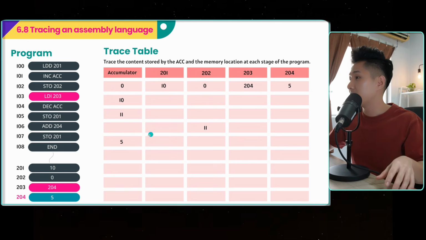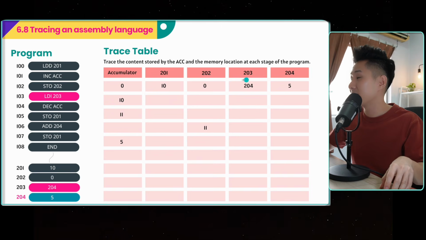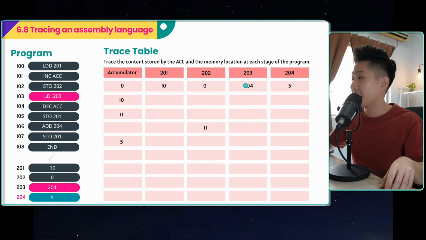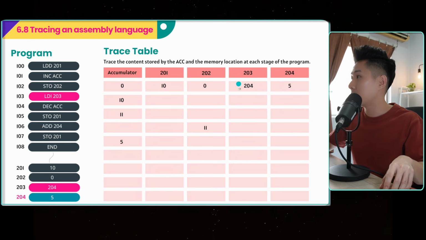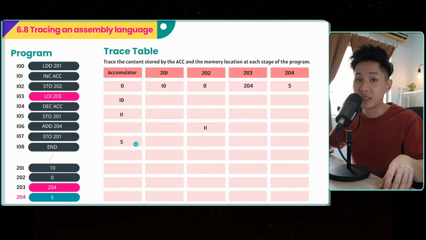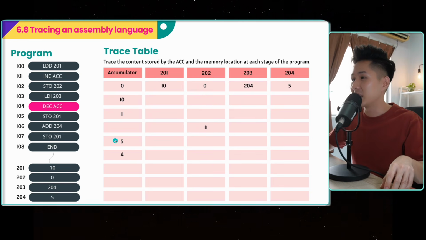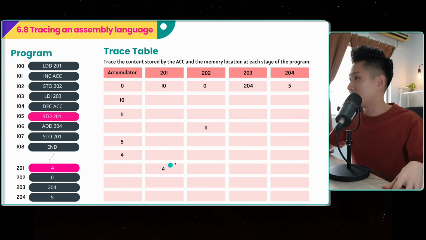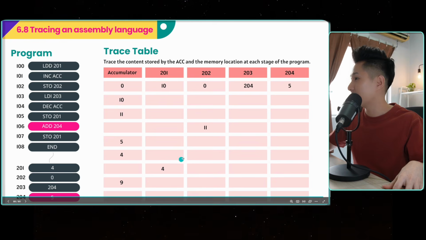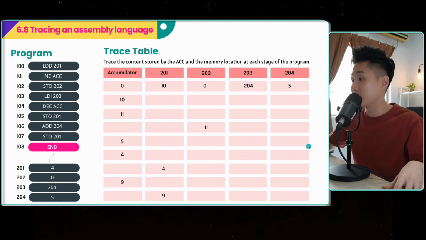LDI 203, so this is special because I'm not loading whatever value is inside 203, but this is indirect addressing, so I look up whatever value is here, and this will be the address that I use to get my value. So this is why I load 5 into the accumulator instead. So DEC ACC, meaning I decrement by 1, and ADD 204, meaning I add whatever value is here, 5, to my accumulator, 4, so I get 9, and I will store this value into 201. And then the program is ended.